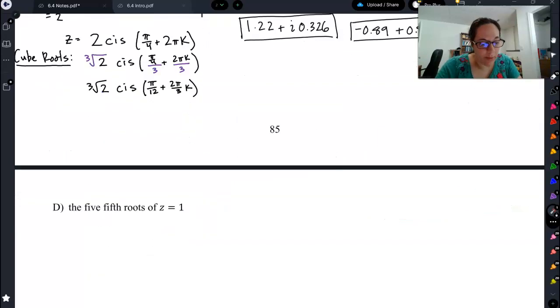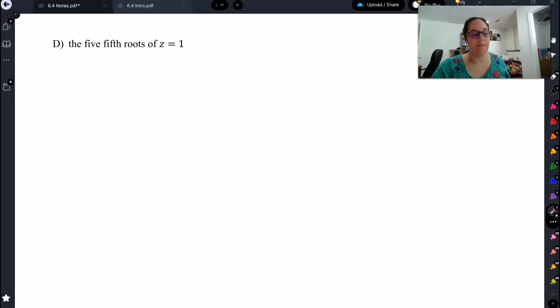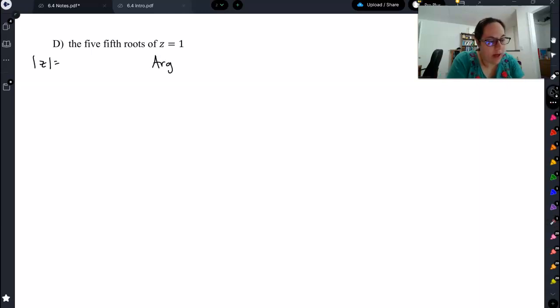Now, we have one more problem left to do. The 5 fifth roots of z equals 1. And I would like you to try this one all on your own. So write it in polar form, apply the rule, and then find all 5 fifth roots. And I will warn you for this one, these are not unit circle angles that you'll get. So feel free to put them into your calculator and get decimal answers. So try this one all on your own from start to finish, and then come back to check and see how you did.